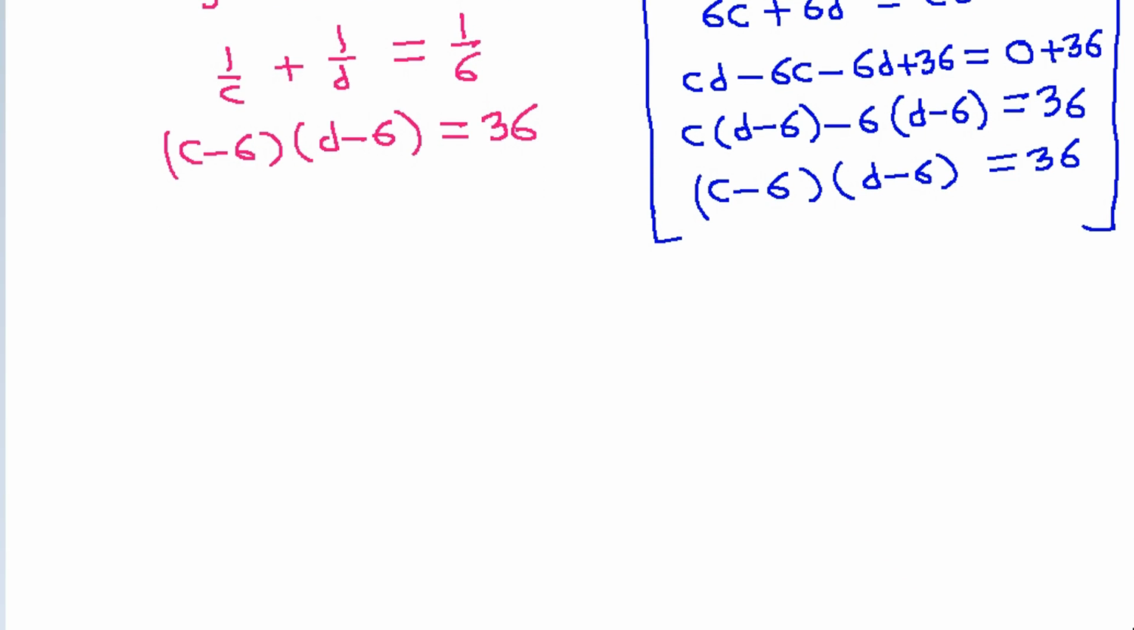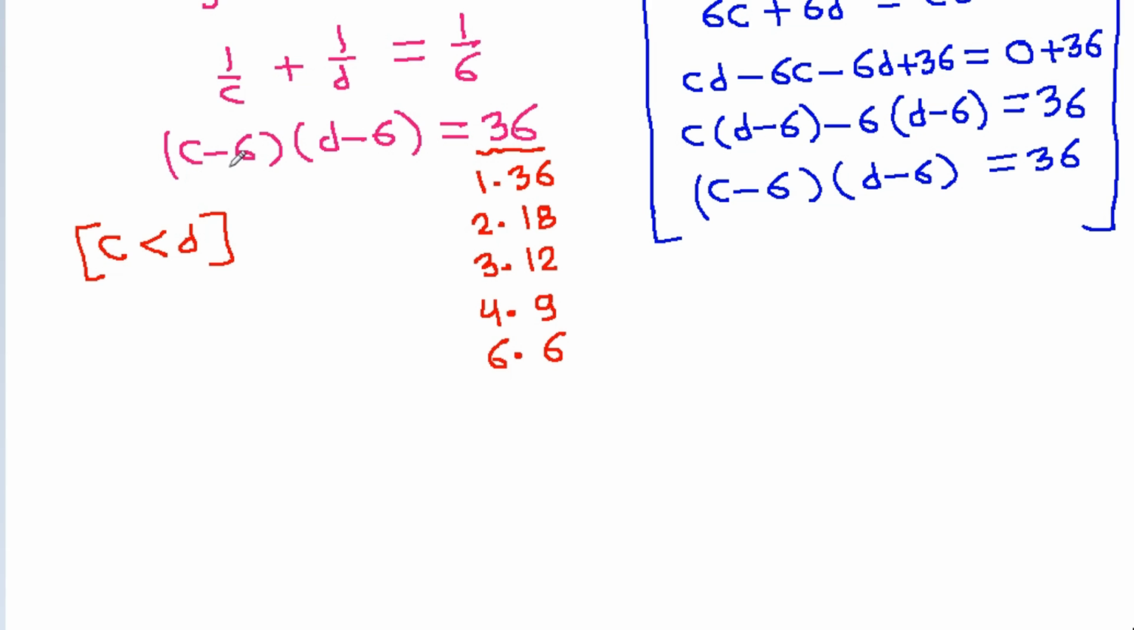And 36 is 1 times 36, 2 times 18, 3 times 12, 4 times 9, and 6 times 6, and we have C less than D, so C minus 6 and D minus 6 both cannot be equal to 6. So A, B, C, D will be A is 2, B is 3, and C minus 6 is 1, so C will be 7, and D minus 6 is 36, so D will be 42.